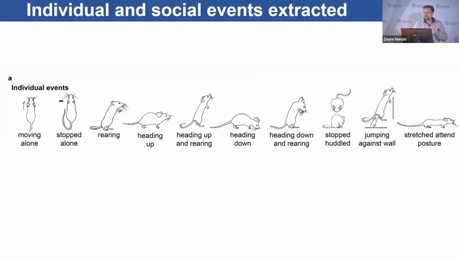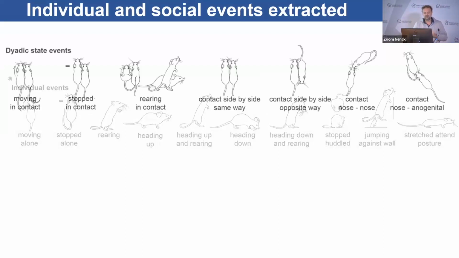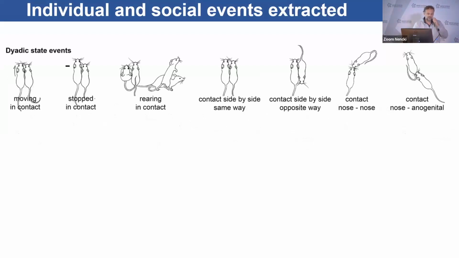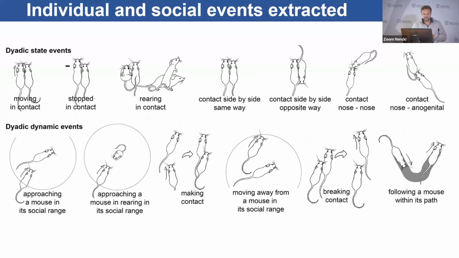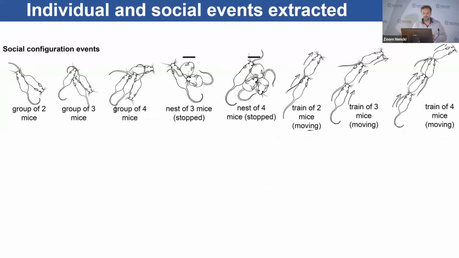So I need to say it again, but so we have this individual event, we have the dyadic state event where you have two animals, and we have the contact nose, contact nose each other. And the one that I really like now is this contact side by side in opposite way, because it's always popping up in the experiments, and I think it's interesting. And then you have also the different approach, the different breaking contact, and this follow behavior that is always discussed because we never really agree on the labeling that is done with this.